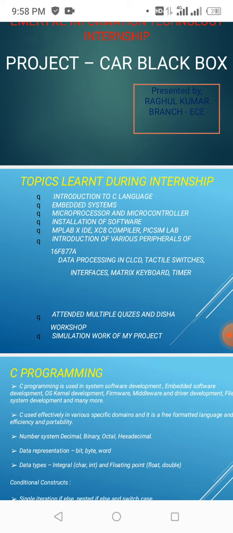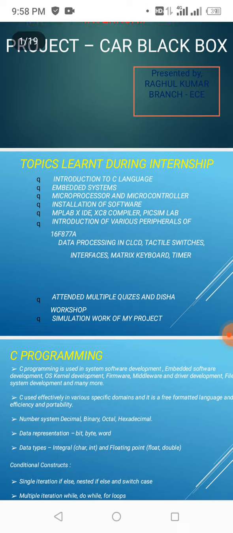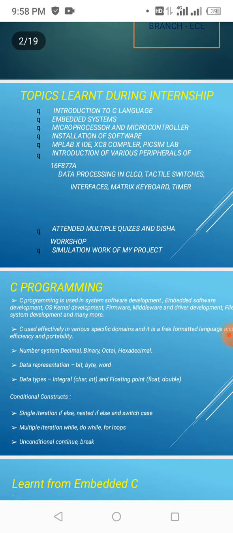Simulation workshop. I attended multiple quizzes and workshops. These are the topics in the internship.